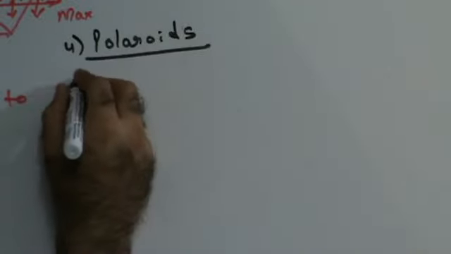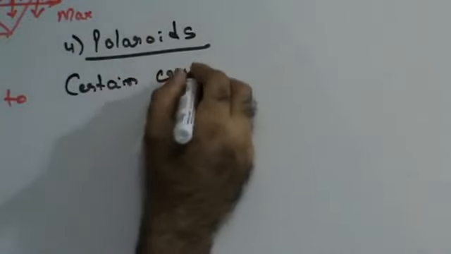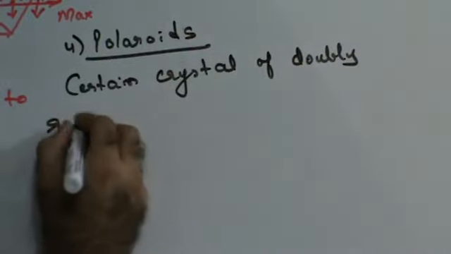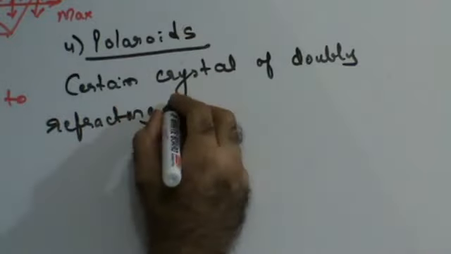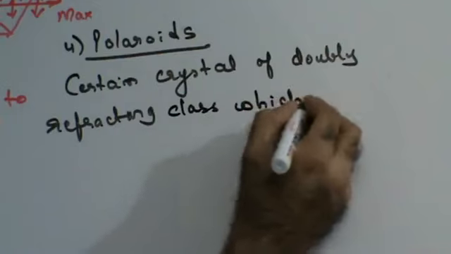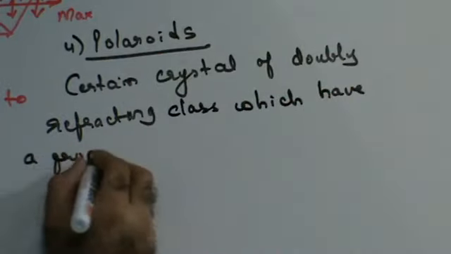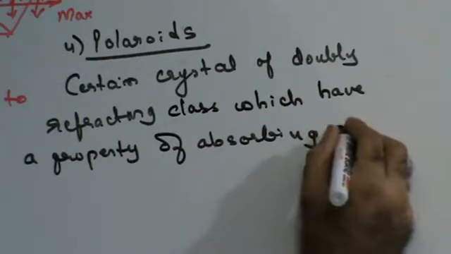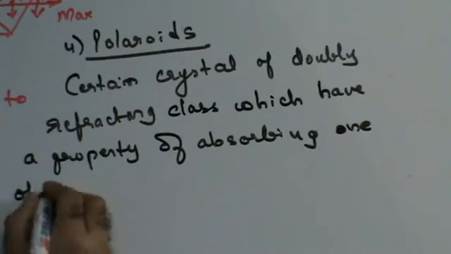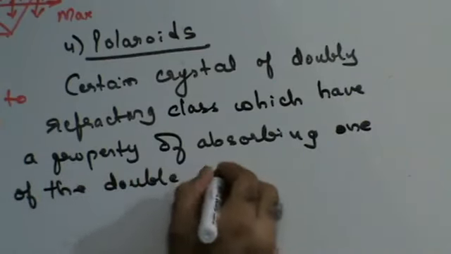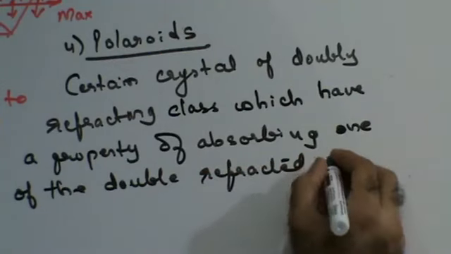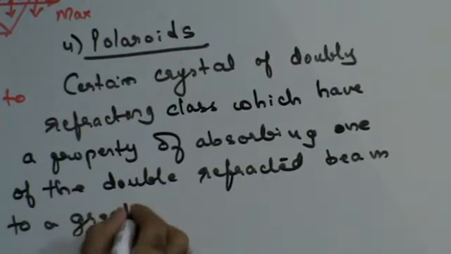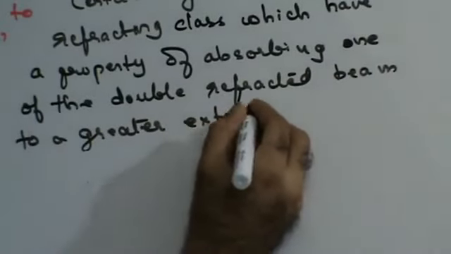There are certain crystals of doubly refracting class which have a property of absorbing one of the doubly refracted rays to a greater extent than the other.